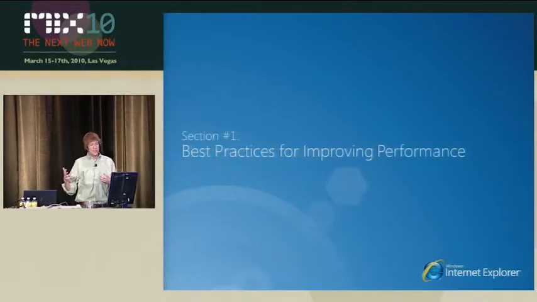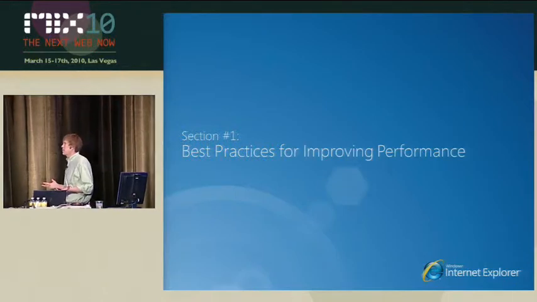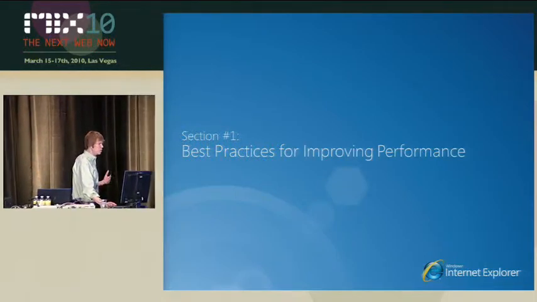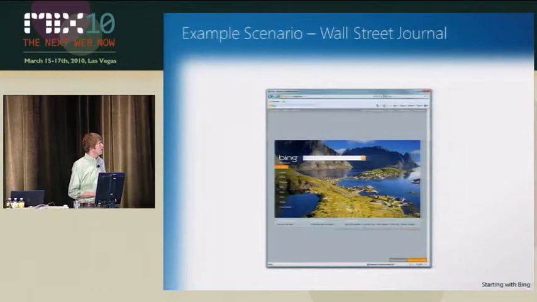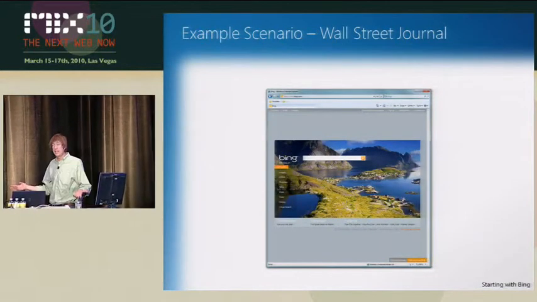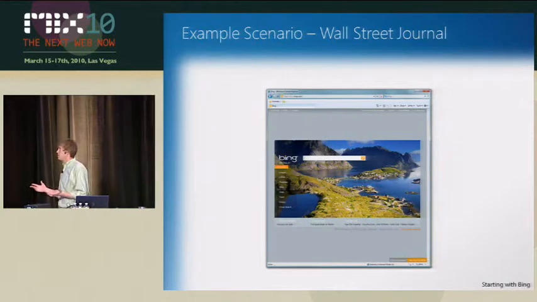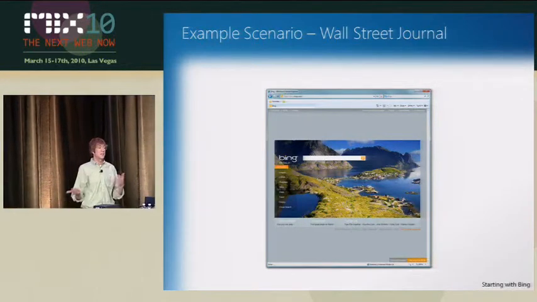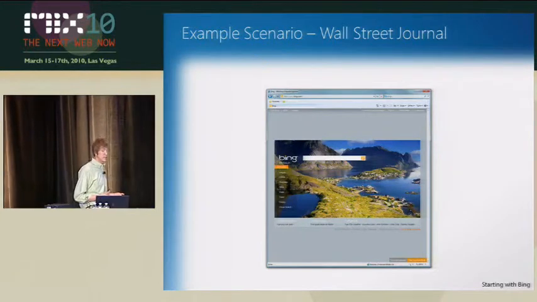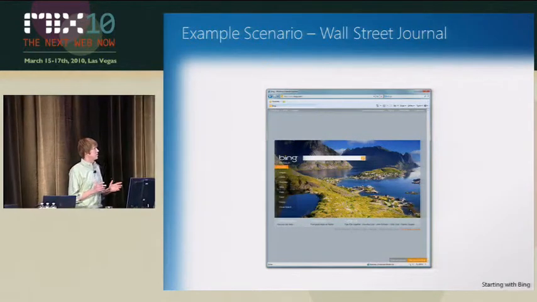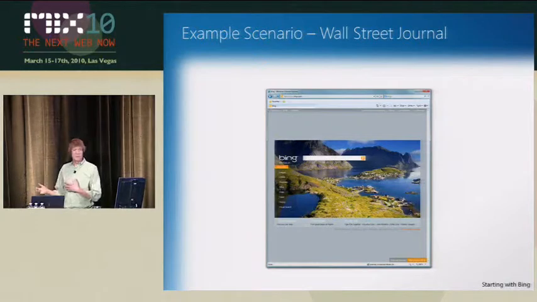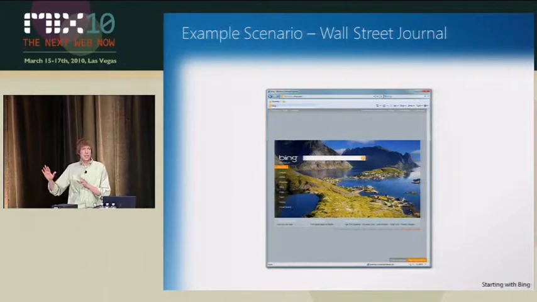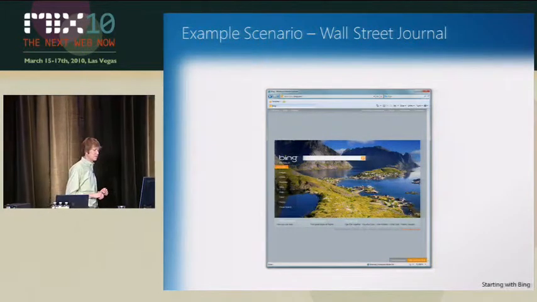Now, as we start talking about best practices, I thought I'd start with a scenario. The scenario I chose is loading a news website, and I picked the Wall Street Journal. We could have picked any of a large number of different news websites, or I'm guessing many of the websites that you have today exhibit the same performance characteristics as these news sites. But I picked the Wall Street Journal. And here we are on Bing.com. What we're going to do is navigate in the address bar to the Wall Street Journal.